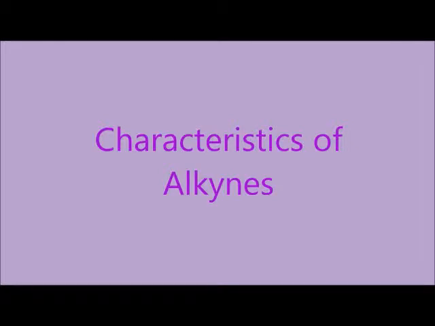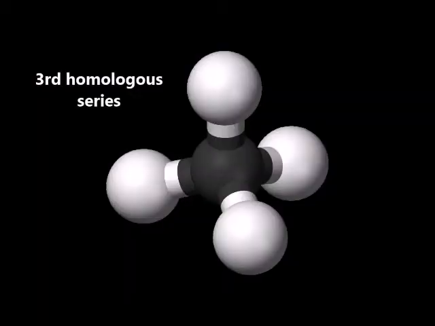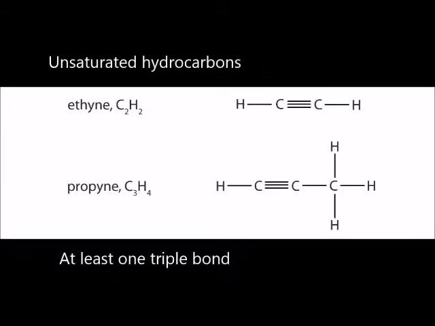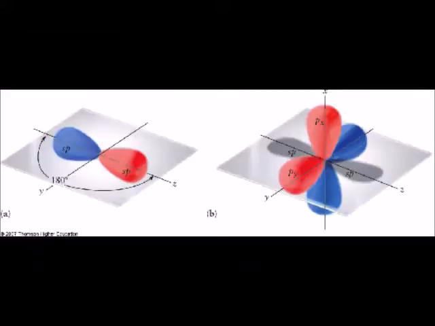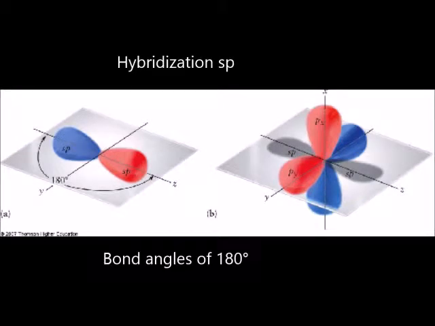Alkynes, and the main characteristics of them, we can say that they are the homologous series of organic compounds of hydrogen and carbon that are unsaturated hydrocarbons because they have at least one triple bond between the atoms in the molecules, and have a general formula of CnH2n-2.